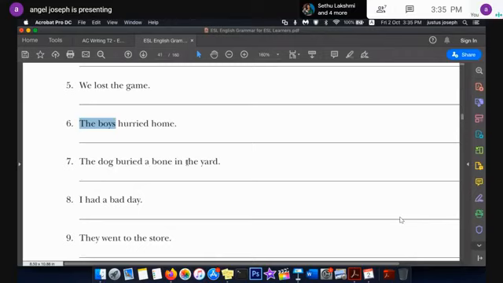The dog buried a bone in the yard. So imagine the dog was doing it, and you saw it happening. The dog was burying a bone in the yard. Okay. Next one. I had a bad day. What will come after I? Was. Had will become? Is there a word called hadding? No. So what will it change to? Having. I was having a bad day.